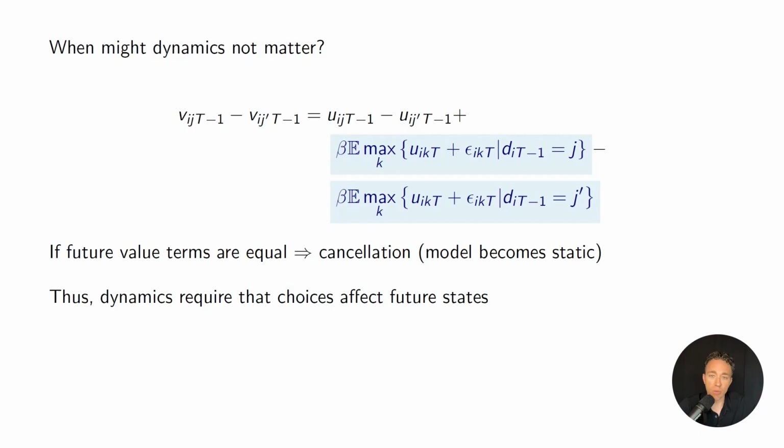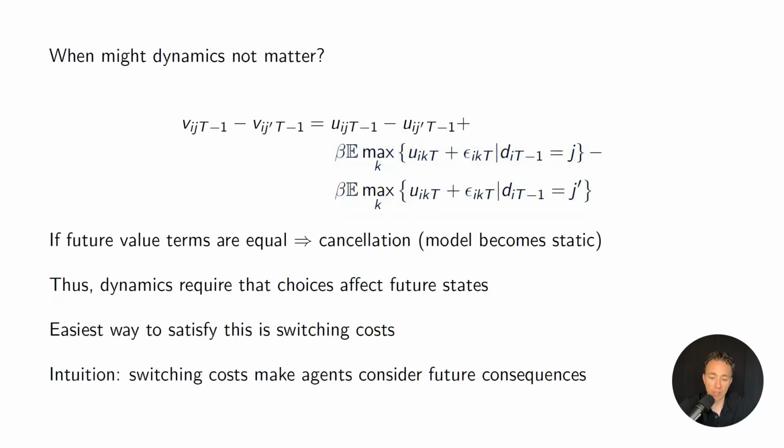Now, what's the easiest way to satisfy this requirement? Well, the easiest way is to have a switching cost for different choices. So maybe I can choose to work or I can choose to stay at home. It's a labor supply problem. Maybe there's some kind of cost that I have to pay in terms of psychic cost or some kind of psychological burden if I change across those two sectors.